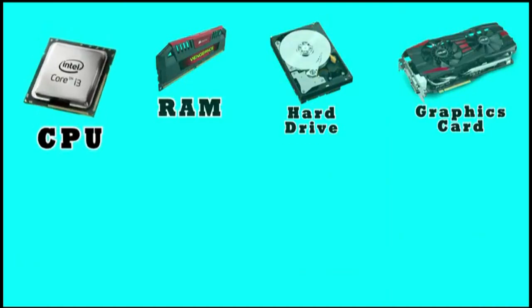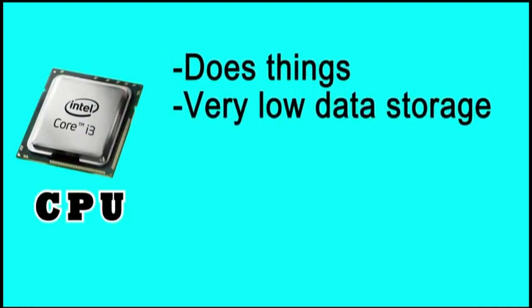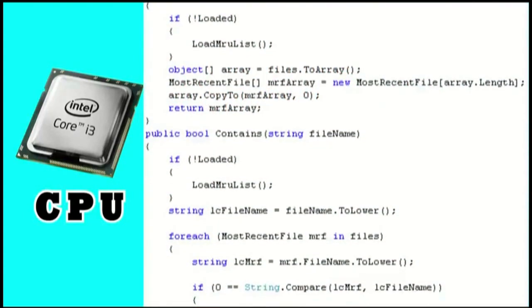Come to the first part, that is CPU. The CPU is the part in which our computer does things. It is not capable of storing a large amount of data. It is also known as the brain of our computer. It consists of ALU, CU and cache memory.